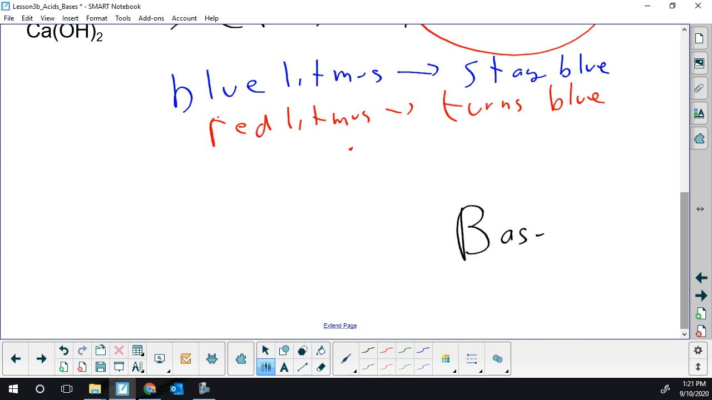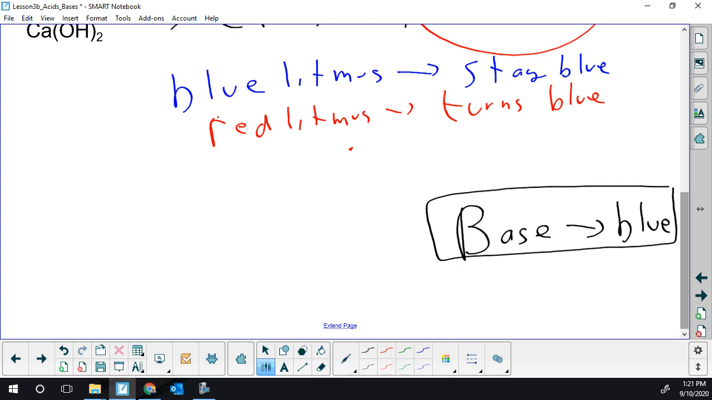For myself, I just remember base and blue. Okay? This doesn't have to be your way, but it's my way. I remember if it's a base, the red is going to turn blue and the blue is going to stay blue. And then I just remember the acids are the opposite. Okay? And that's how my brain remembers this. Base and blue. Okay? So I put these in a base, blue stays blue, red turns blue. Okay? For acids, they all turn red. So it's the opposites. Once you remember base is blue, then it's easy to remember acid has to be the opposite, has to be red.